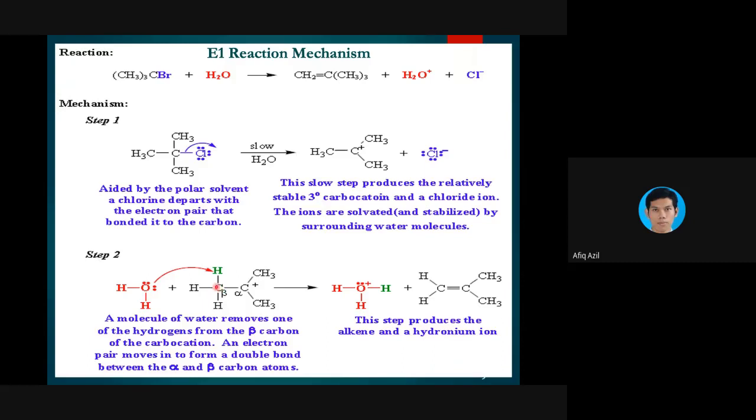So this carbon now shares that electron with this carbon. Hence, you will obtain a C double bond C. Okay, and this is the byproduct in which one of the hydrogens has already been taken away, and the chloride ion as well.